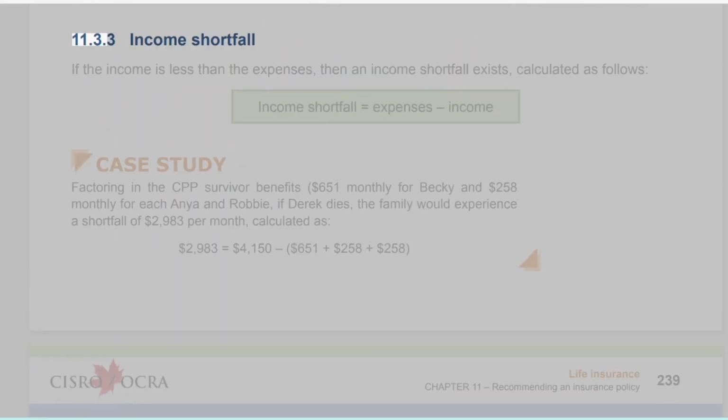1.3.3 Income shortfall. If the income is less than the expenses, then an income shortfall exists, calculated as follows. Income shortfall equals expenses minus income. Case study: factoring in the CPP survivor benefits, $651 monthly for Becky and $258 monthly for each of Anya and Robbie, if Derek dies, the family would experience a shortfall of $2,983 per month, calculated as $2,983 equals $4,150 minus $651 plus $258 plus $258.